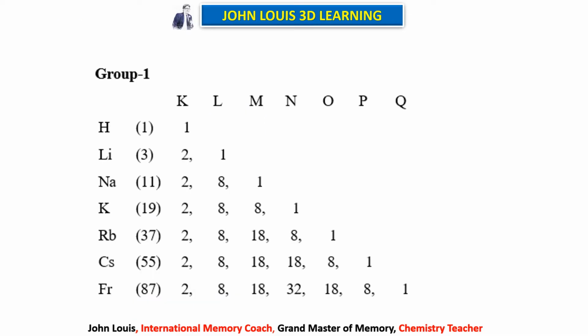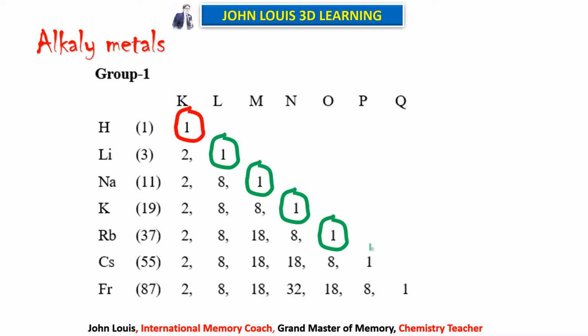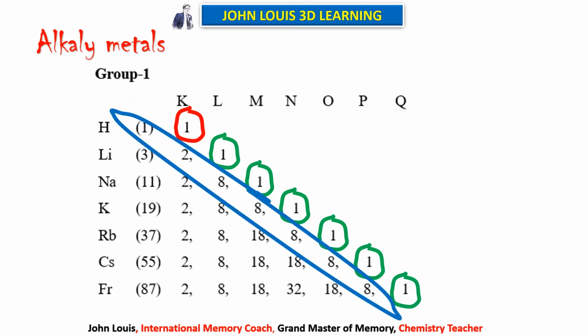So this is the first group elements. Sodium is one of the first group elements. We all know first group elements all have one electron in the outermost orbit, and the penultimate orbit has inert gas configuration. Therefore, they tend to lose one electron in order to attain stability. Lithium, by losing one electron, can attain the stable duplet structure. All the other elements can attain octet structure.